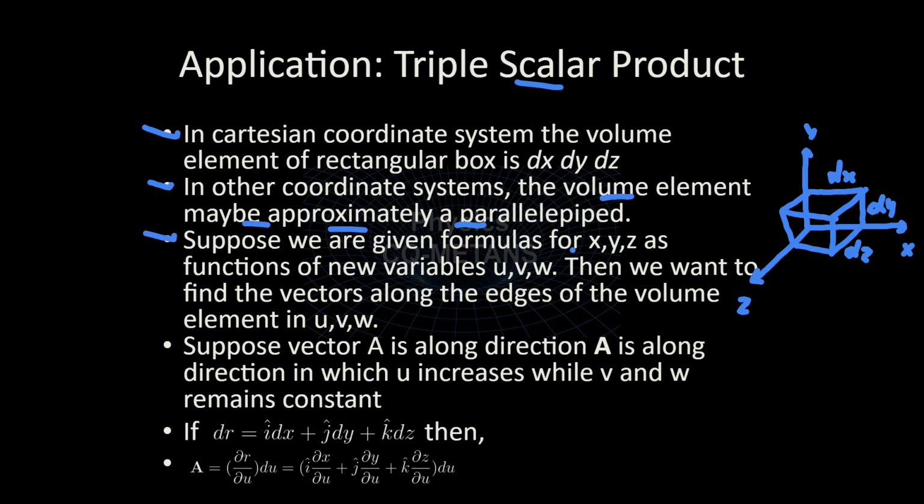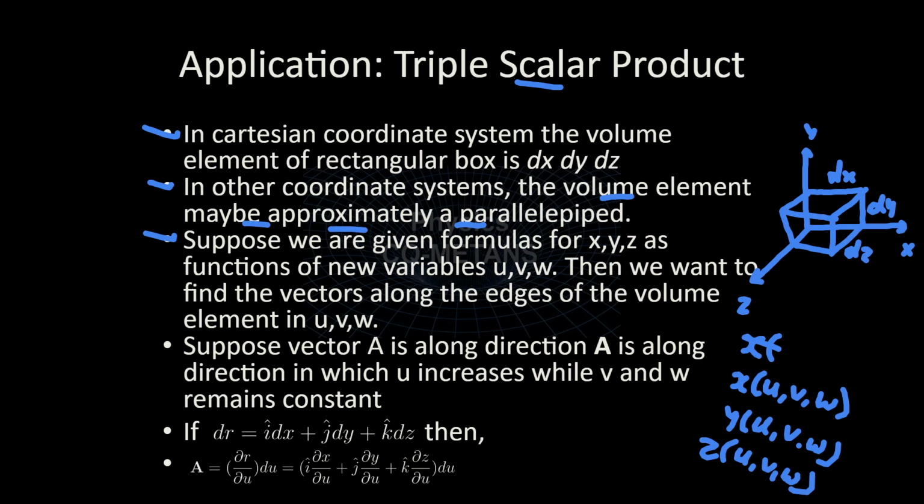Suppose we are given the formulas of x, y, z as functions of the new variables. So x is a function of u, v, w. Then y also is a function of u, v, and w, and z is also a function of u, v, and w. What we want to find out is this volume element in terms of u, v, w.